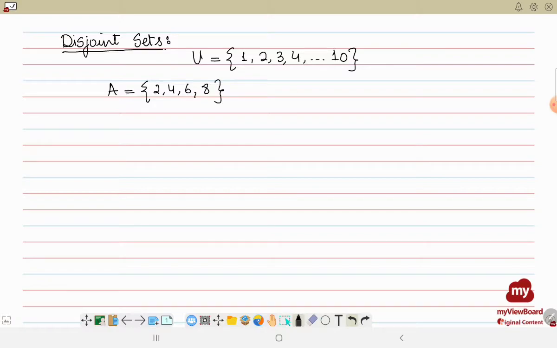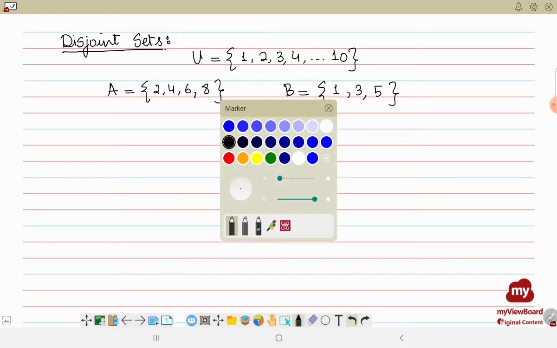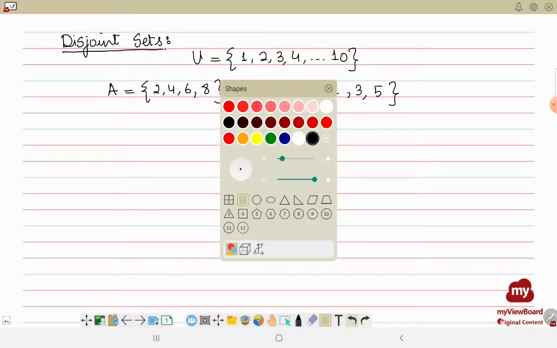Disjoint sets. For example, let's say U is the universal set and we'll take U as 1, 2, 3, 4 and so on till 10, and A is a subset of U, the smaller set, and it is 2, 4, 6 and 8, and B is another set and we take it as 1, 3 and 5. So if you see set A and set B, these are two disjoint sets. If the sets have nothing in common, then the two sets are called disjoint sets.